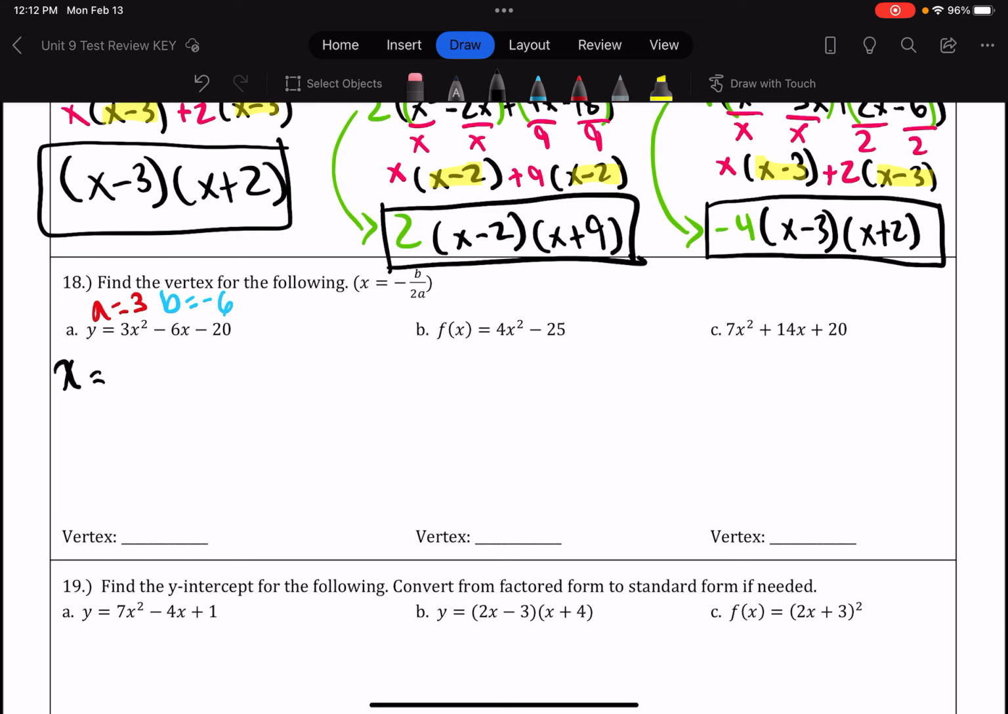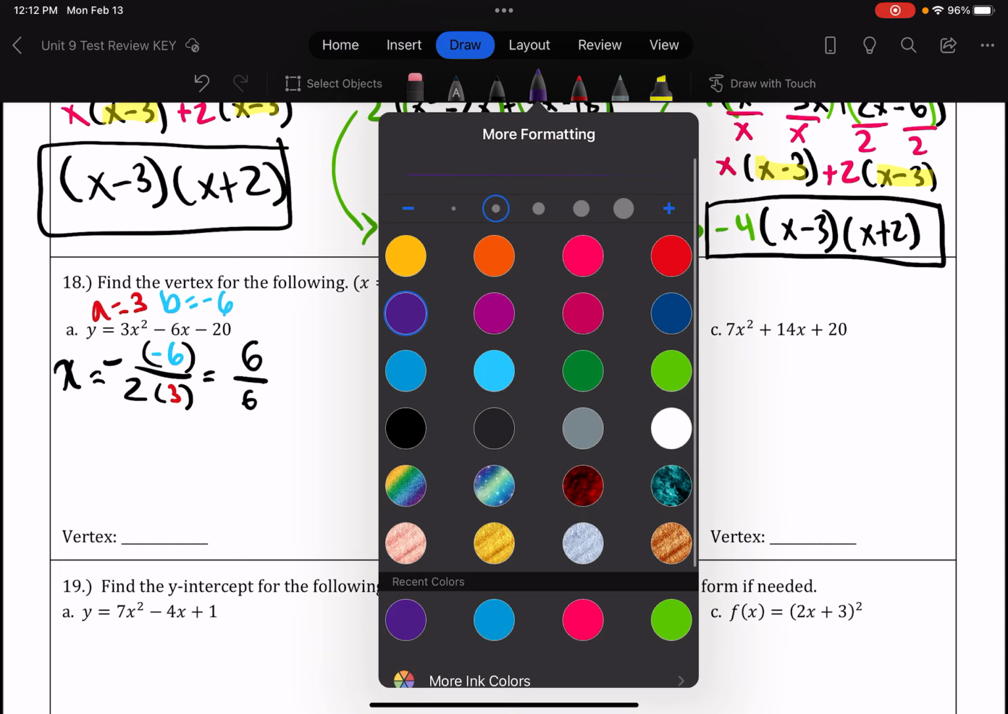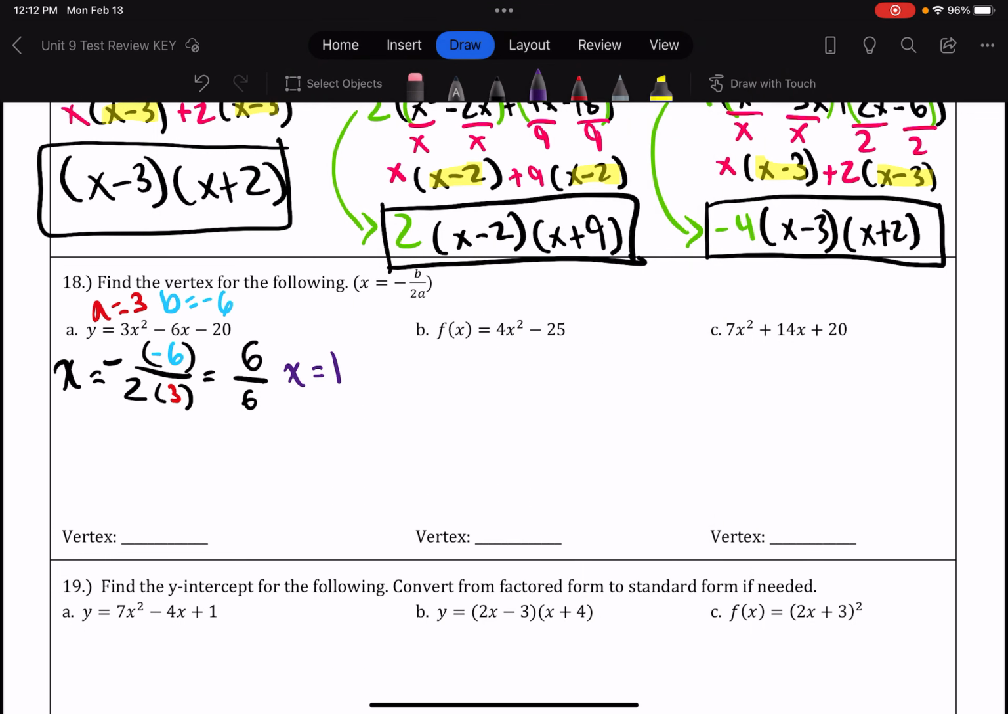So in this case, I've got x equals negative b divided by 2 times a, where my b value is a negative 6. My a value is a 3. Negative times a negative is a positive 6. 2 times 3 is 6. And 6 divided by 6 is going to give us an axis of symmetry at a positive 1. So I know the x value of my vertex is at 1.